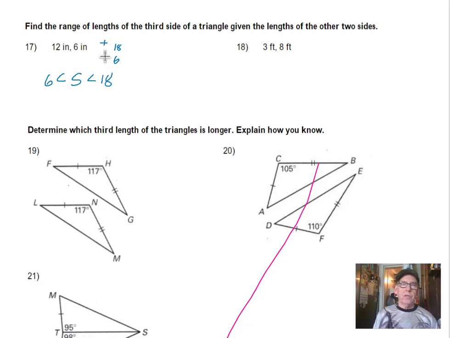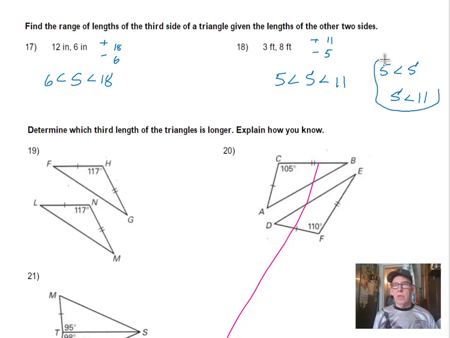So we're doing plus, minus. Same thing here, plus, minus. Plus gives us 11, minus gives us 5. The third side has to be bigger than 5 and less than 11. So we can write it as one inequality. We could write it as 5 is less than S, and S is less than 11. So you could write it as two separate inequalities or one compound inequality.